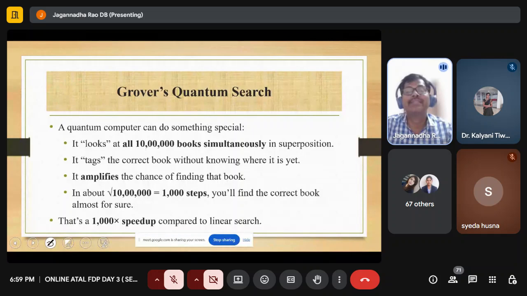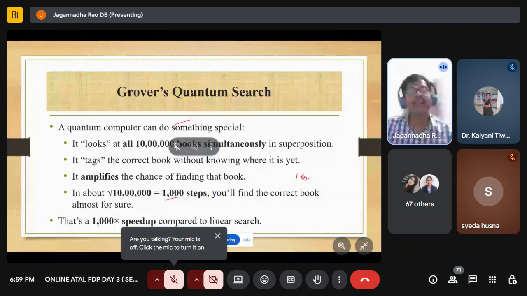If you have 10 lakh books, the number of searches you need is the root of 10 lakh. What is the root of 10 lakh? It is 1000, because 1000 squared is 10 lakh. That's why I'm taking 10 lakh books for our example, so you easily remember the answer. Even though the books are not in sequential alphabetical order, by doing multiple tasks at a time, the square root of 10 lakh is 1000. Within 1000 steps, you will find the correct book almost for sure.